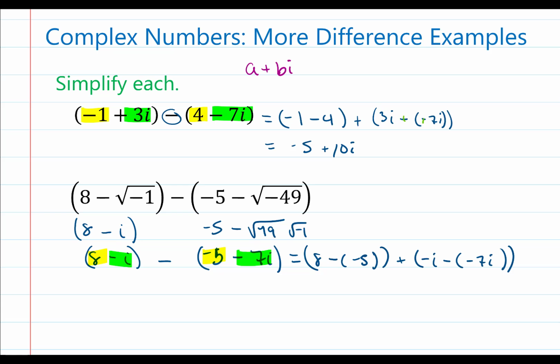Now let's subtract these real parts and imaginary parts. So 8 minus a -5 is equal to positive 13. And then we have -i minus a -7i. Let's take care of those double negatives there and make them plus a positive. So it's really -i plus 7i, which is equal to positive 6i. So the difference of these two complex numbers is 13 plus 6i.